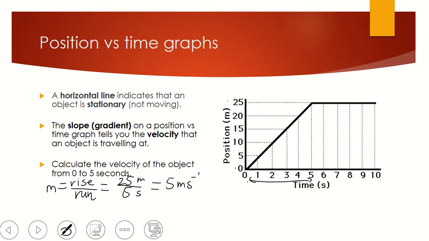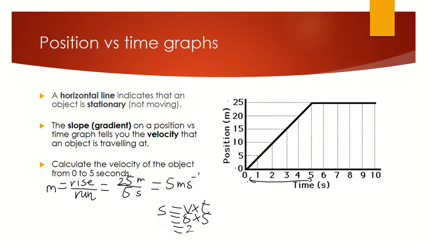Remember, just a quick calculation. The distance of an object is equal to the speed it's travelling at, or the velocity, times the amount of time. So if it's traveling at 5 meters per second for 5 seconds, it's going to travel a distance or a displacement of 25 meters. So that works with our diagram.